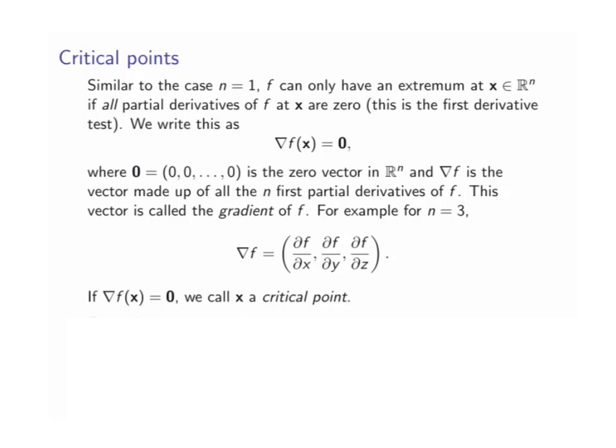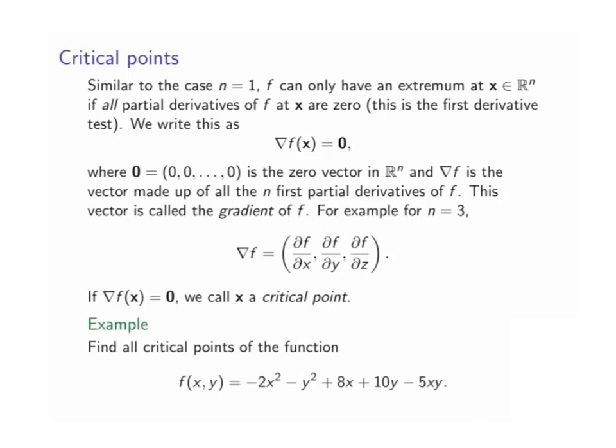Whenever we want to find the critical points of a function, we first compute the first derivative of the function with respect to all input variables one by one and form the gradient of f. Then we solve for points where the gradient of f is zero. Please pause and attempt the following example by yourself. The solutions will be given afterwards.